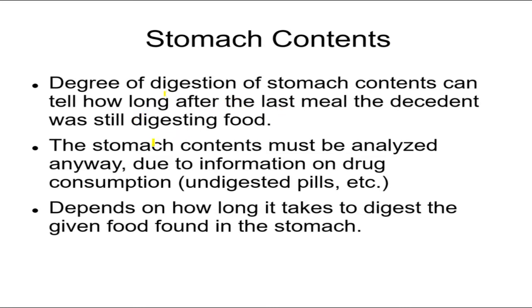We analyze stomach contents, but we always do it not just for the food and the time it took to digest the food, but also because there may have been drugs. We can find undigested pills in there, or maybe some chemicals that imply there were drugs. This depends usually not much on temperature, because when a person's digesting, he's pretty much at the same temperature. But some different foods get digested differently, so the analyst has to know what the food is and how long it takes to digest. All kinds of different foods are different.